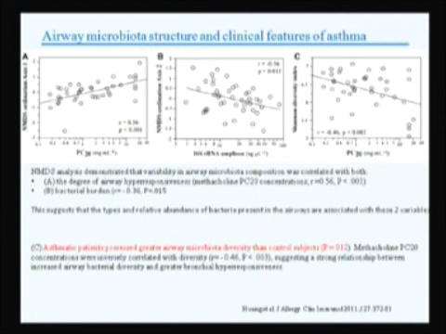Asthmatic patients possessed greater airway microbiota diversity than the control subjects with a significant p-value. Their methacholine PC20 concentrations were inversely correlated with the diversity, suggesting a strong relationship and probably a two-way relationship. That presence of microbiota made their asthma worse, and the fact that they had a bad asthma contributed to the worsening of their bacterial load.